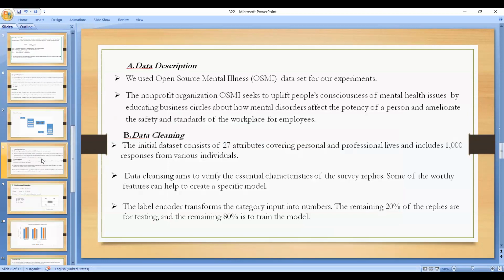The data set from open source mental illness is collected. It's a non-profit organization which brings the consciousness of mental health among the people. Data cleaning. The initial data set that I have collected from the OSMI consists of 27 attributes, out of which only 20 attributes are considered for my research.